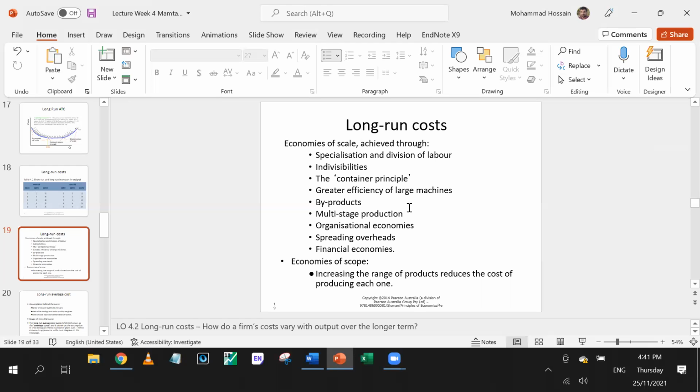Financial economies: like low prices, interest rate, taxation, and all these things, you get some benefits from the government and benefits from the other suppliers.